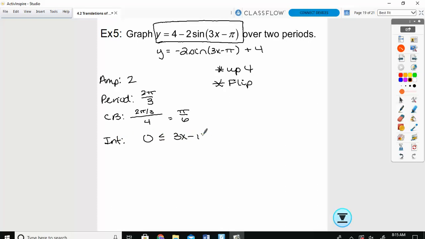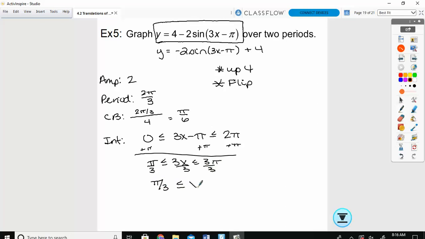So we say 0 less than or equal to 3x minus pi less than or equal to 2 pi. So then, to get x by itself, where would you begin? Add pi. So we get pi less than or equal to 3x less than or equal to 3 pi. Divide by 3. So pi over 3 is less than or equal to x is less than or equal to pi.